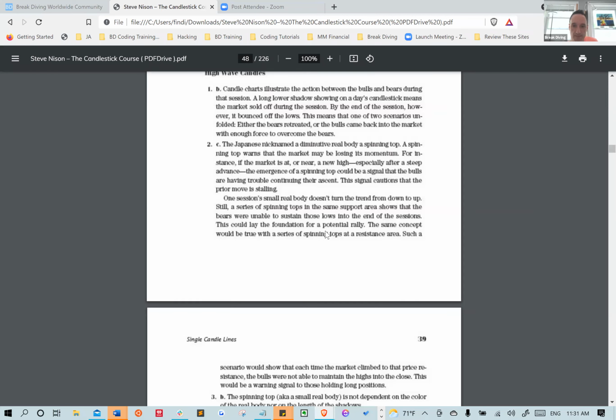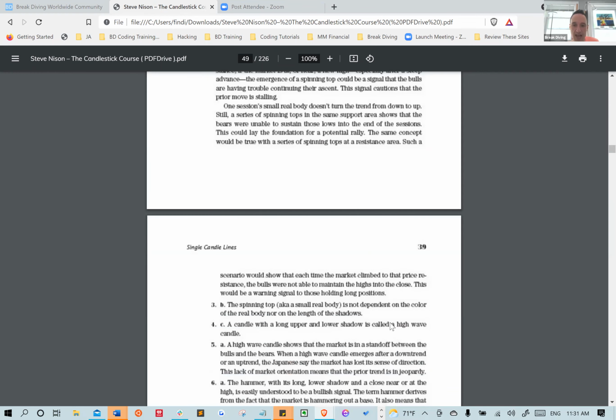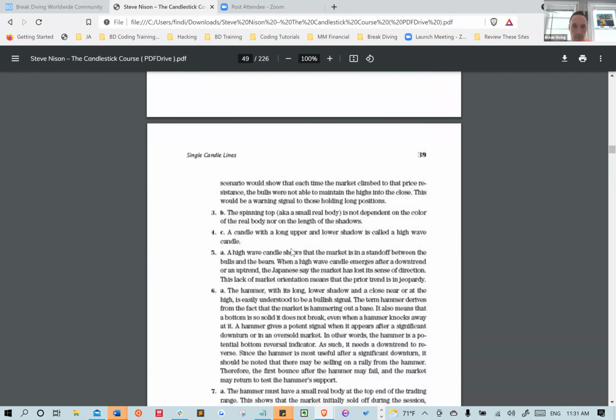Okay. The same concept would be true with a series of spinning tops at a resistance area. Such a scenario would show that each time the market climbed to that price resistance, the bulls were not able to maintain the highs into the close. This would be a warning signal to those holding long positions. Okay. A spinning top doesn't depend on the color or the length of the shadows.